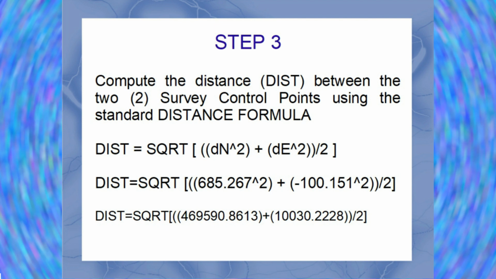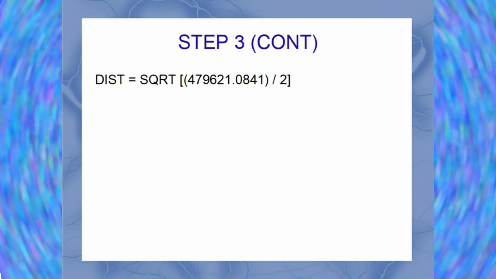You note there that that number has a positive algebraic sign, and that's because of the negative times a negative. Once we have that, we add those two together, giving us 479,621.0841. Divide that number by 2. Let's carry that up for a second page of step 3. There we see it. And then of course the last thing, we take 479,621.0841 divided by 2.